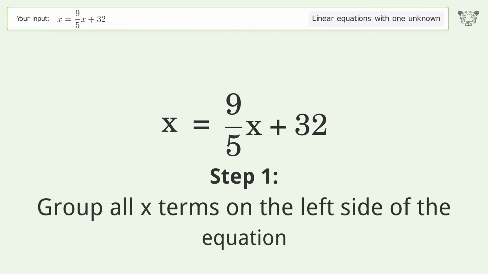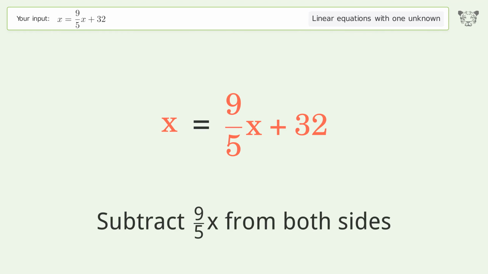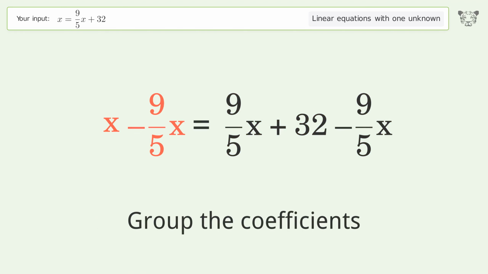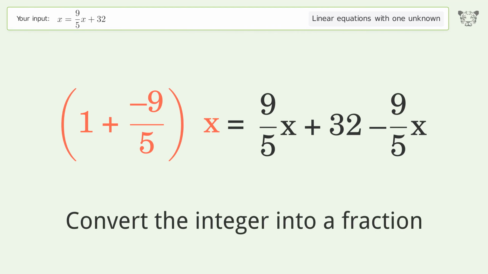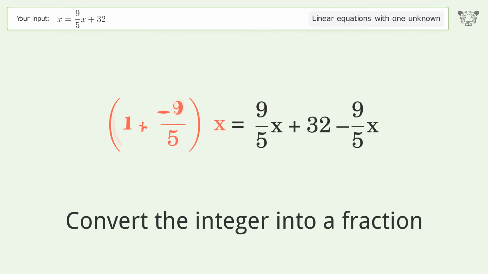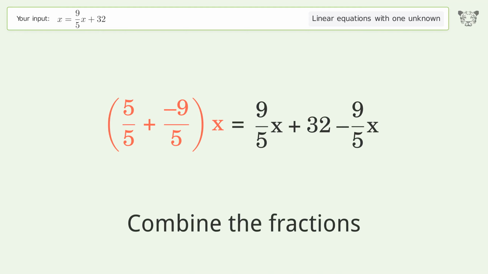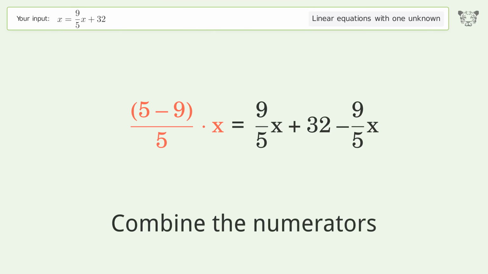Group all x terms on the left side of the equation. Subtract 9/5x from both sides. Group the coefficients. Convert the integer into a fraction. Combine the fractions. Combine the numerators.